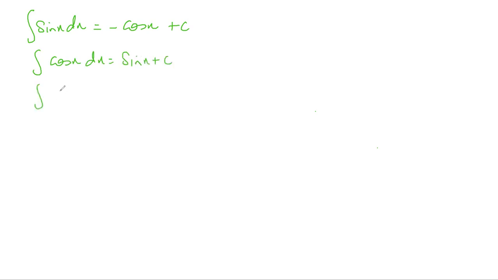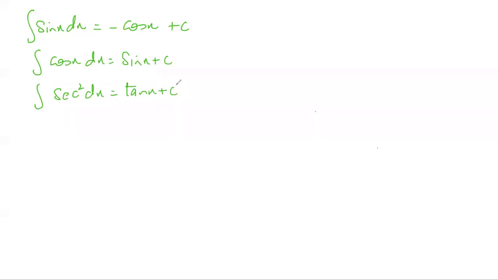So it starts like this. We have seen how to integrate sine x. We know that its integral is minus cos x plus c. We know that the integral of cos x is sine x. And we know that the integral of secant square dx is tan x plus c.